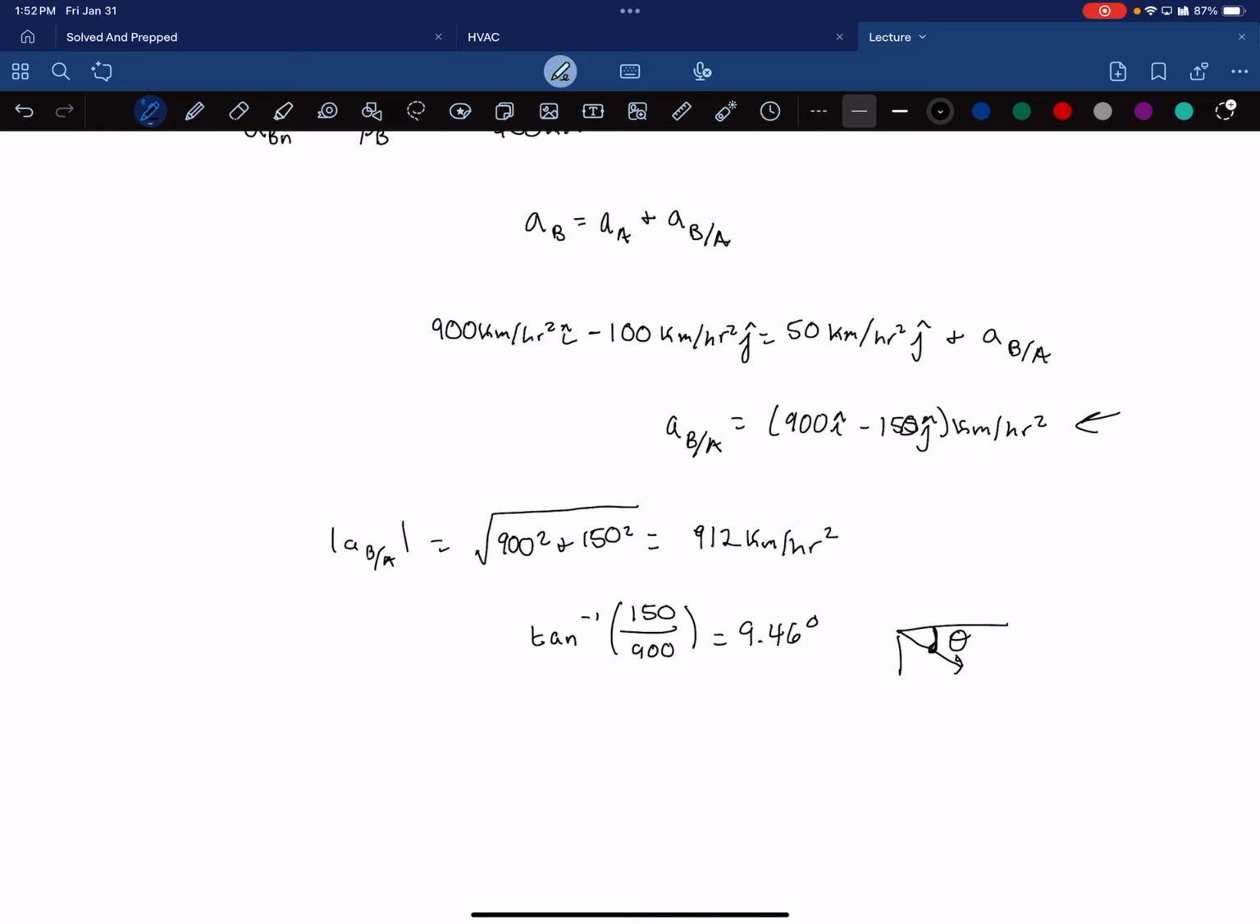When you're representing things in magnitude and angle, make sure you draw a diagram showing where theta is, because it could be in reference to anything. Just reporting it as 9.46 degrees does not really tell you what it's in reference to. You need to always draw a picture, or say something like with reference to below the x-axis.